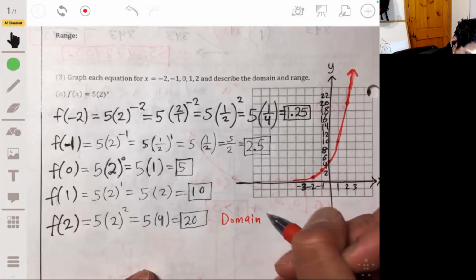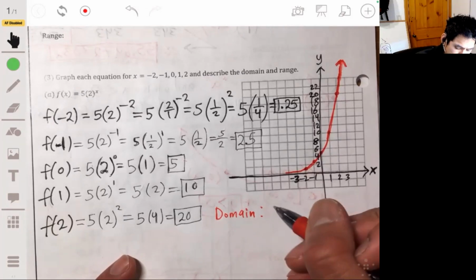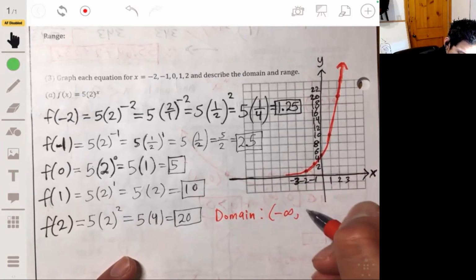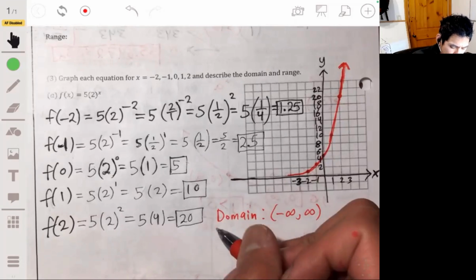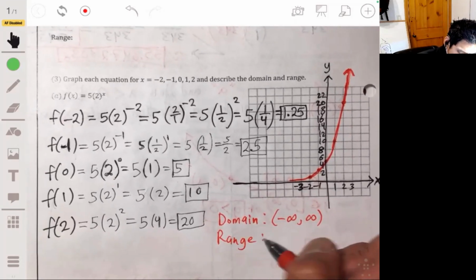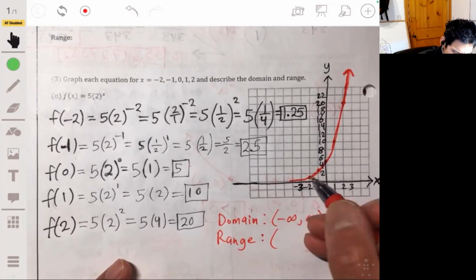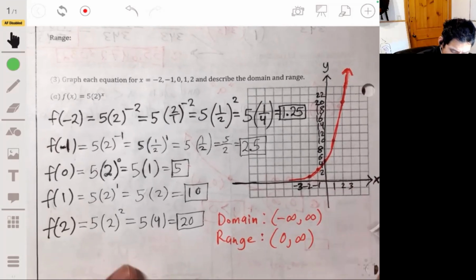Now let's write out what the domain is. This will be negative infinity to positive infinity, and the range will be 0 to infinity.